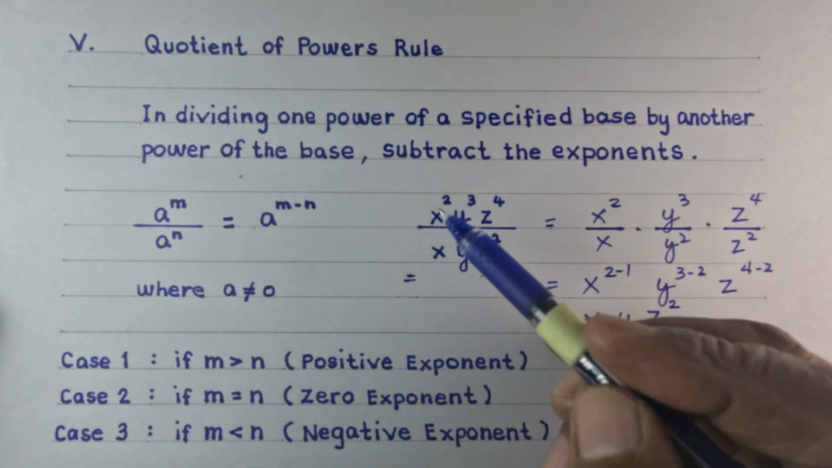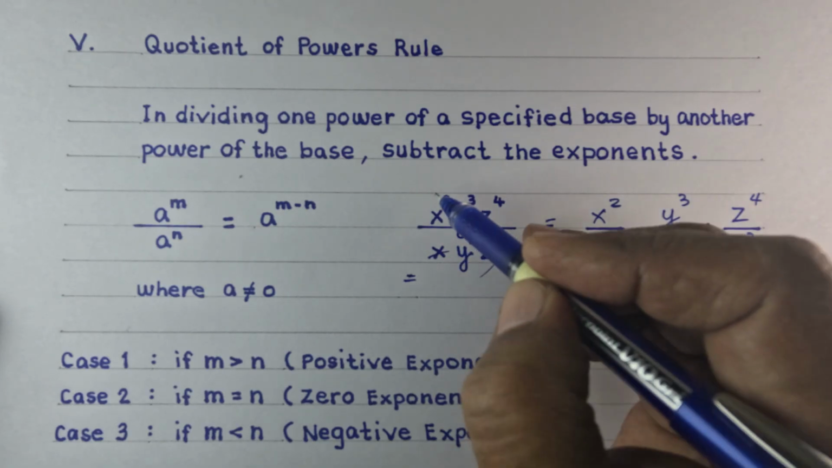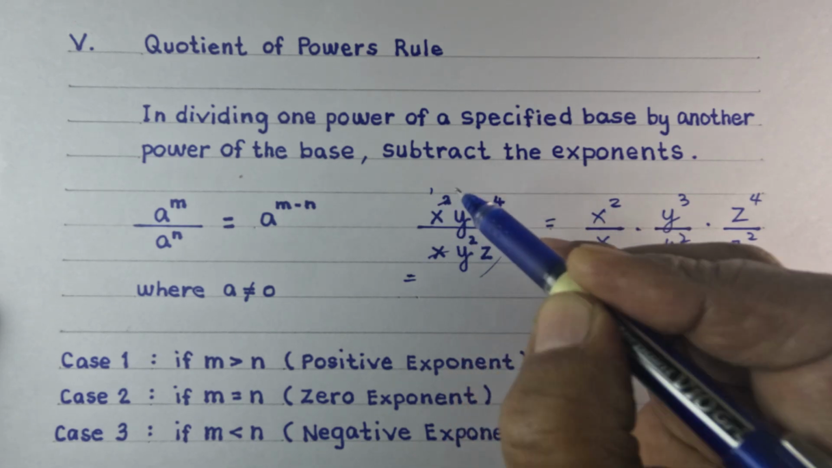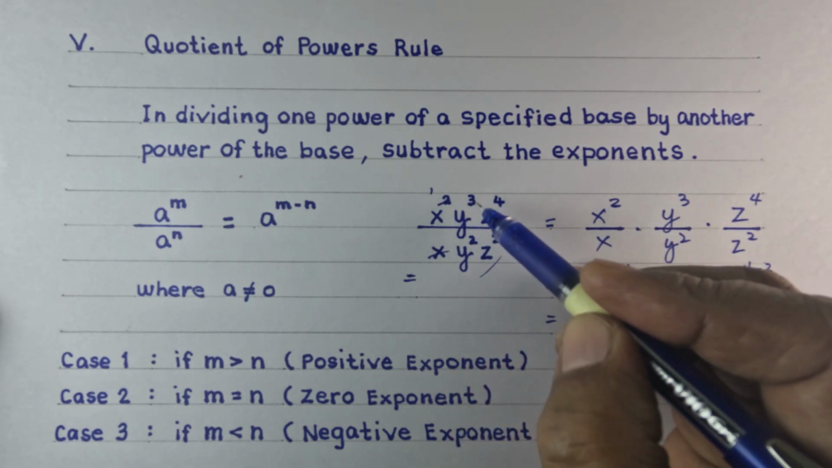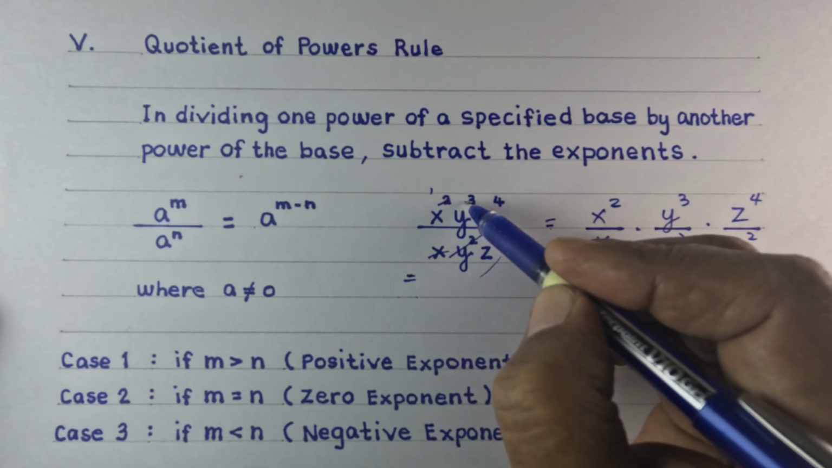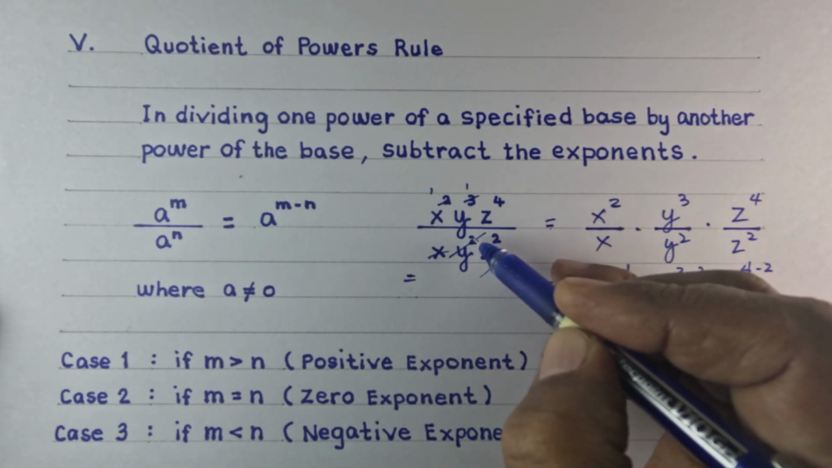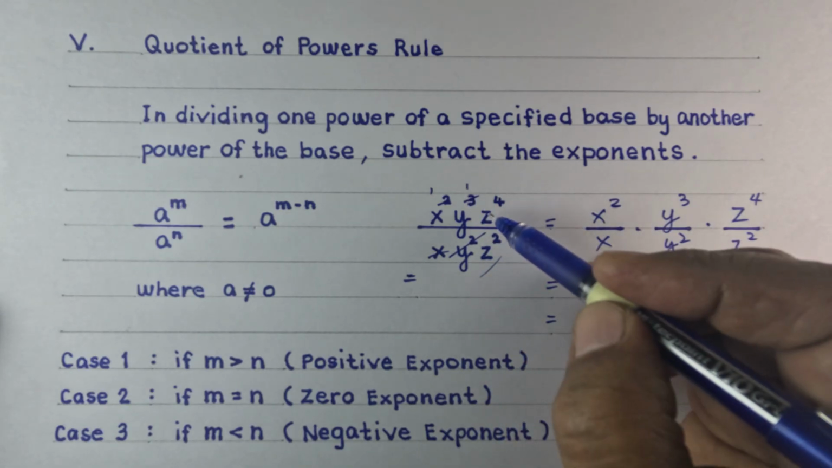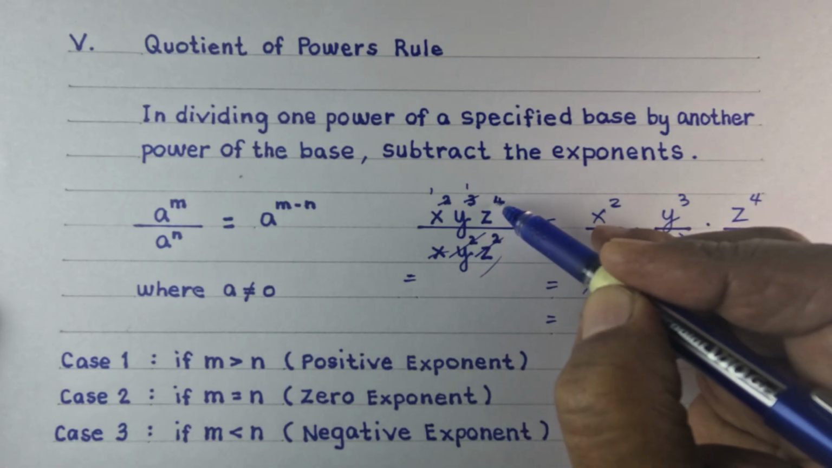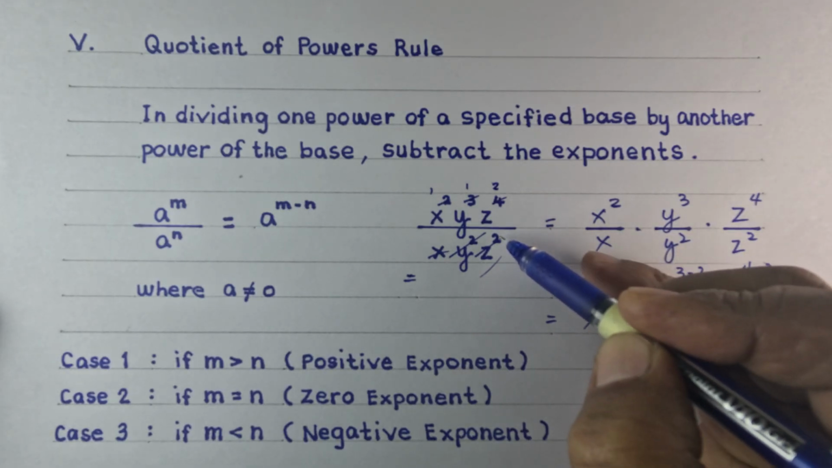X squared over x, we simply cancel out x. The 2 becomes 1, or simply x to the first power. Y cubed over y squared, we simply cancel out y squared. The 3 becomes 1, because 3 minus 2 is 1. Z to the fourth, we can simply cancel out z squared, and the 4 here becomes 2, because 4 minus 2 is 2.